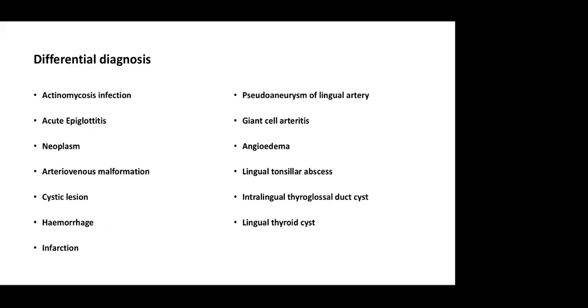So the differential diagnosis of lingual abscess according to available literature includes actinomycosis infection and acute epiglottitis, neoplasm, arteriovenous malformation, cystic lesion, hemorrhage, infarction, pseudoaneurysm of the lingual artery, giant cell arteritis, and angioedema, while an abscess at the base of the tongue should be differentiated from lingual tonsillar abscess, intralingual thyroglossal duct cyst, and lingual thyroid cyst.